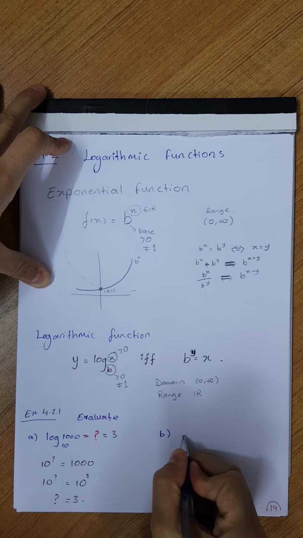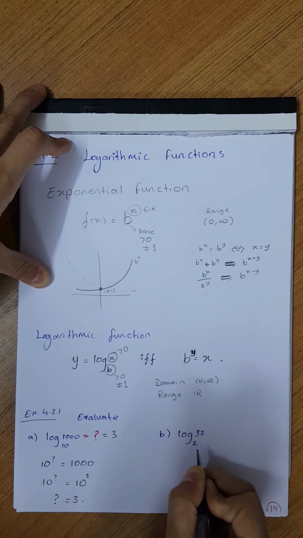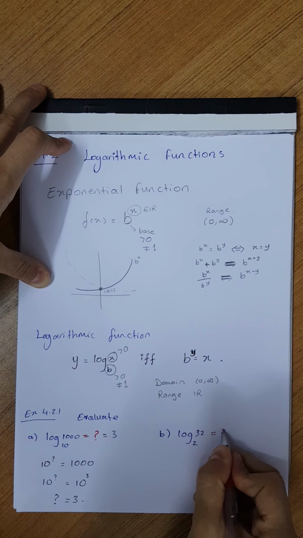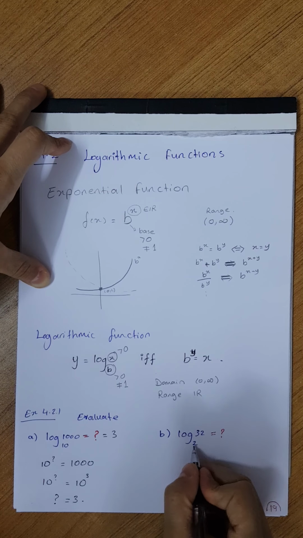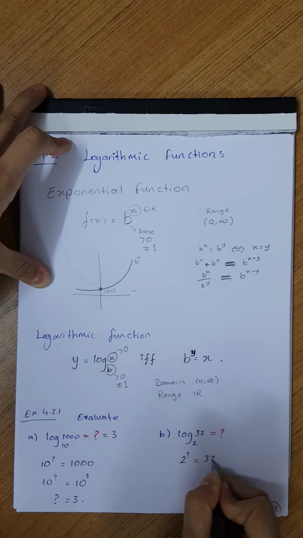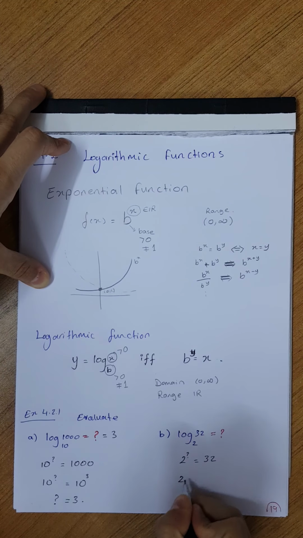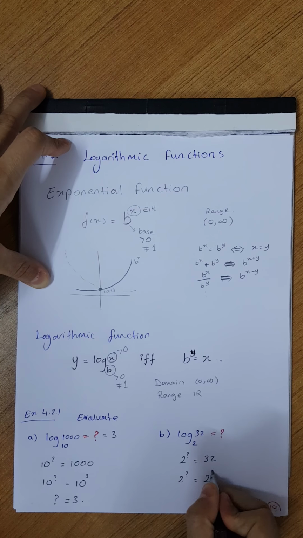Let's move to part B. I've got logarithm of 32 with the base of 2. It's required from us to find that value. Okay, what is the value of this one? Again, I'm doing the same procedure, changing the logarithm back to the exponential function. So I will say 2 to the power of the question mark is equal to 32. 32 is 2 to the power of what? 2 to the power of 3 is 8, 2 to the power of 4 is 16, 2 to the power of 5 is 32.